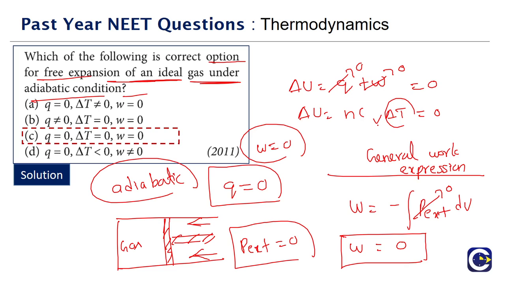Q value will be 0 because it is adiabatic. W is 0 because it is a free expansion. Q 0, W 0 means delta U will also be 0. Delta U 0 means ideal gas, right? In the ideal gas case, the delta U expression is nCv delta T, so delta T will also be 0. So option C will be the correct answer.